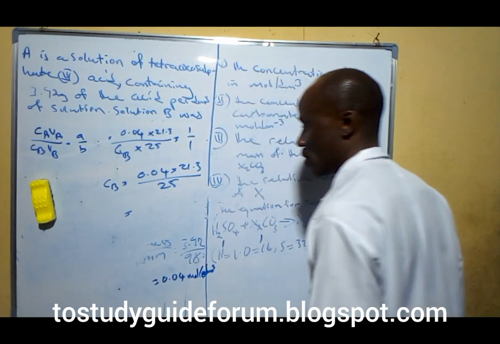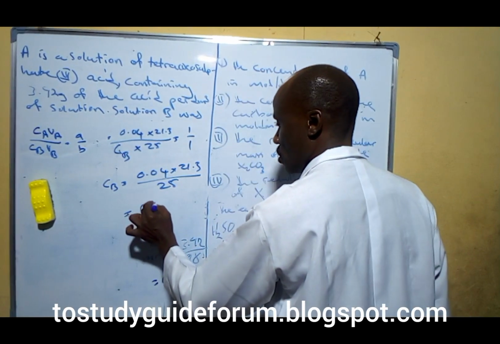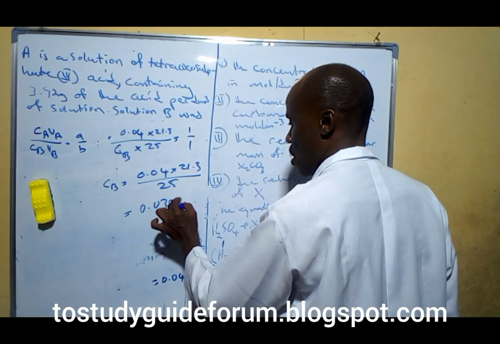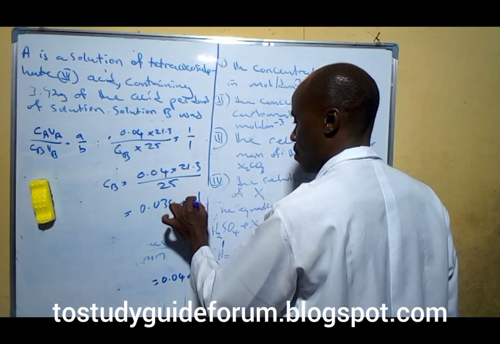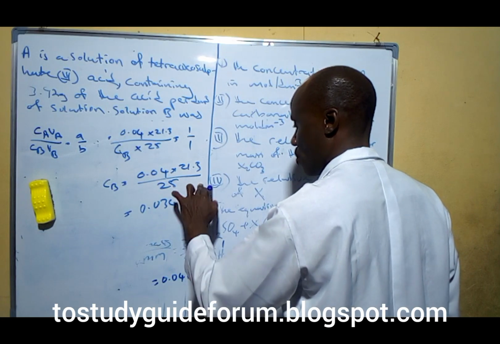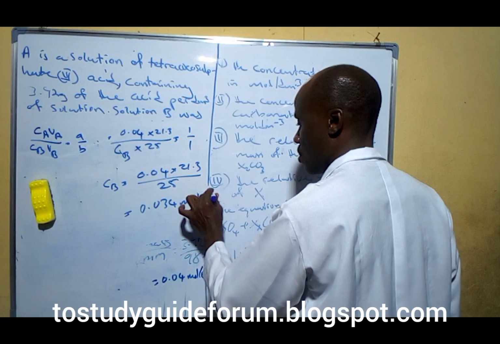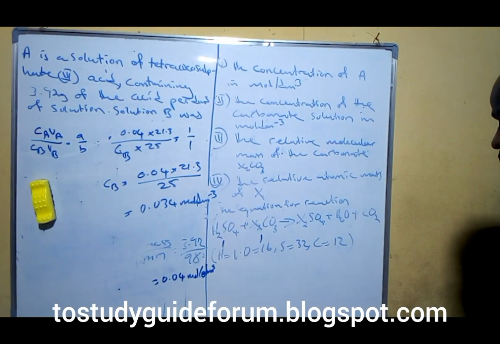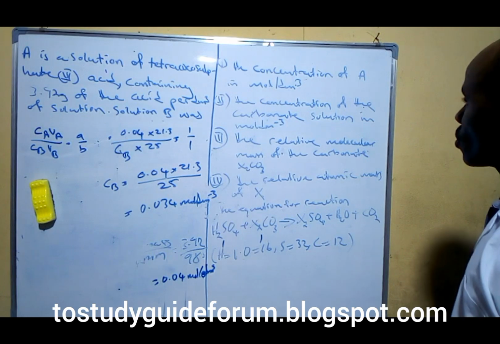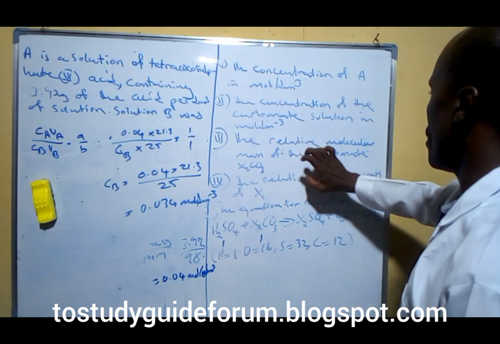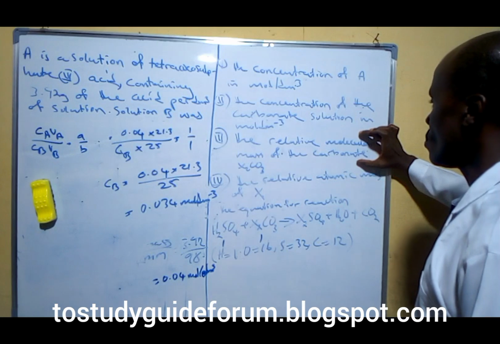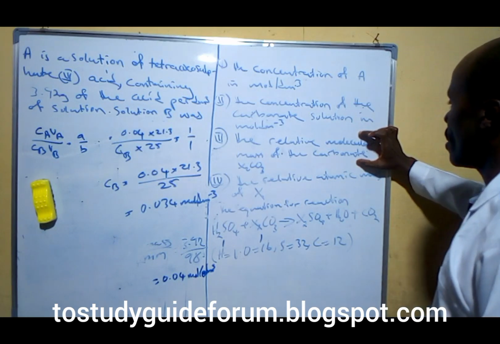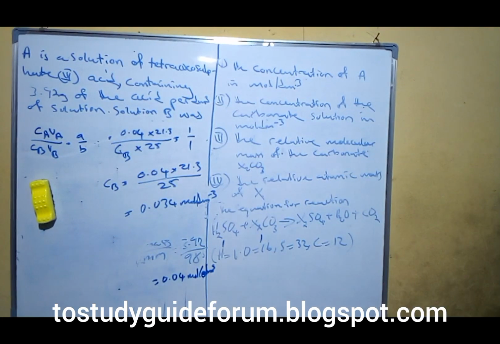So what we have here should be 0.034 mole per dm cube. That's what we have. So the next one they say we should calculate is the relative molecular mass of the compound.